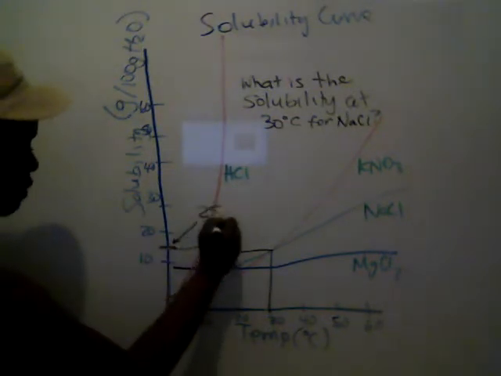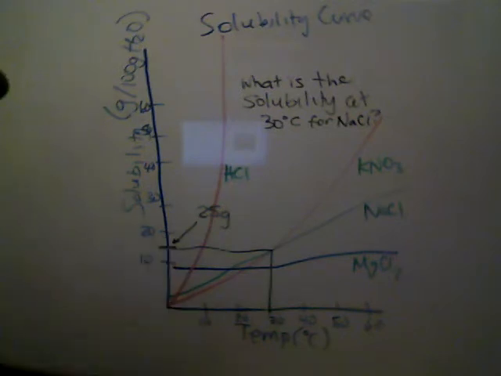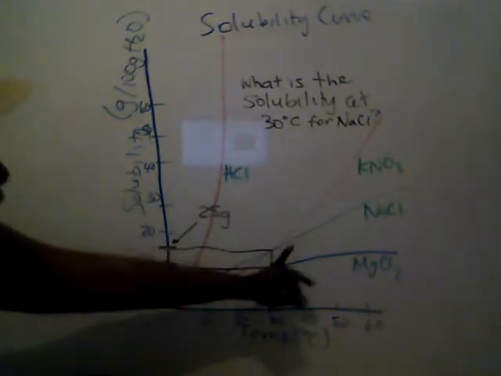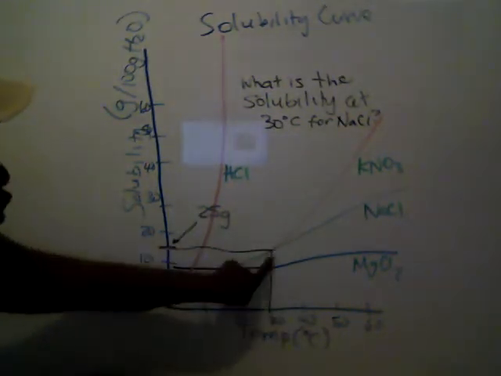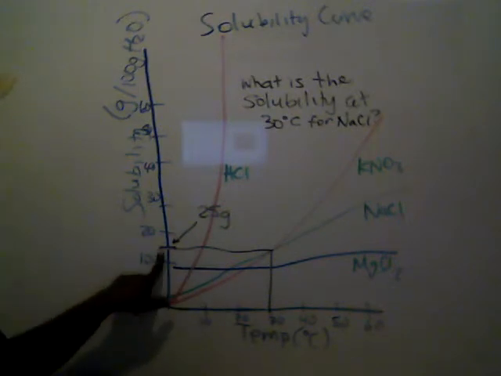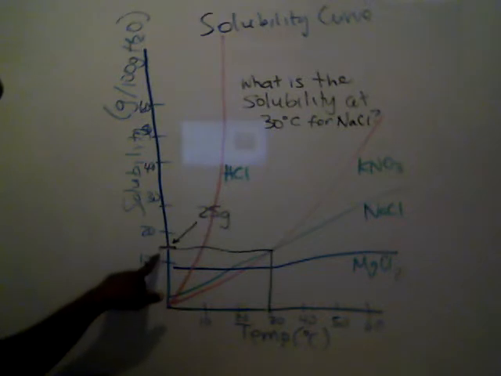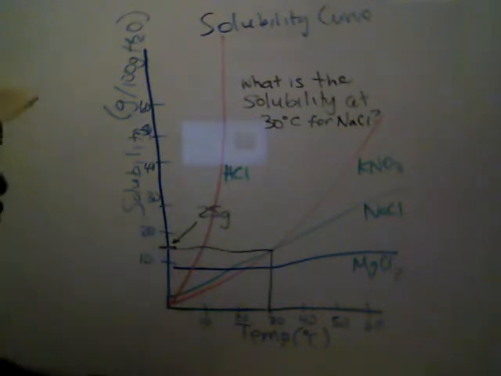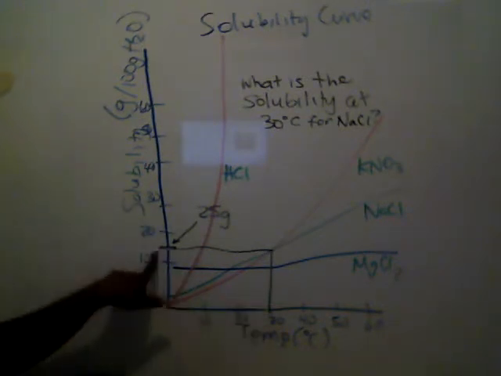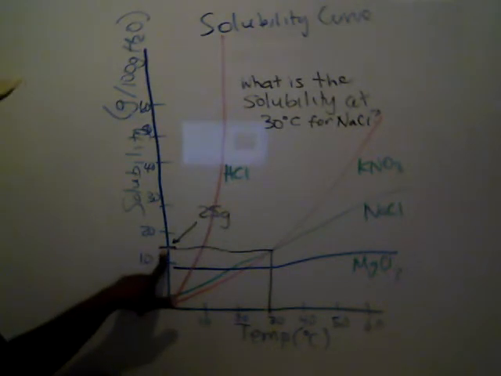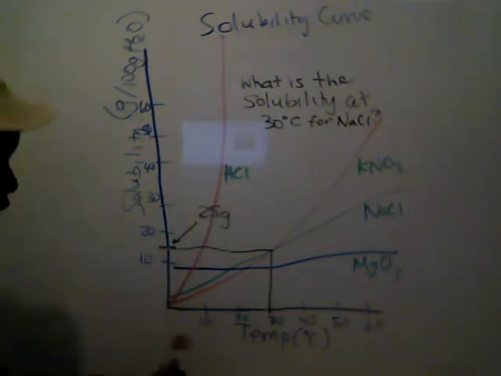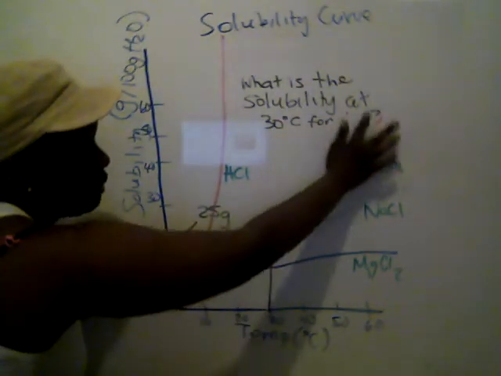That's about 25 grams. Now the way that we would interpret that is, for NaCl at 30 degrees, about 25 grams of NaCl is able to dissolve in 100 grams of water. Remember, solubility is all about how much can you put in 100 grams of water. So at 30 degrees, 25 grams can fit into 100 grams of water. Now that changes if we have a different compound.